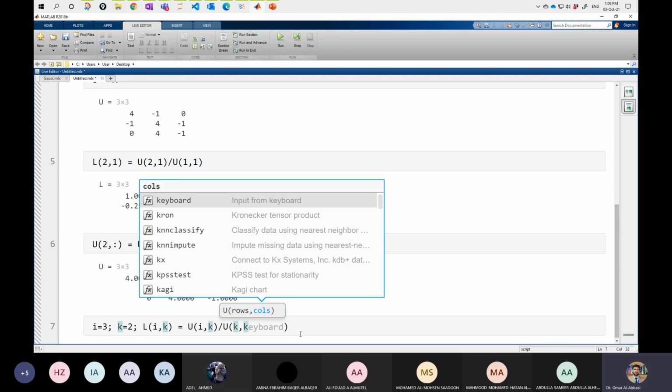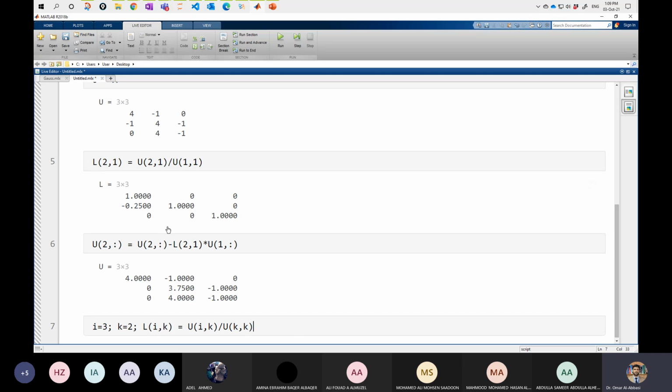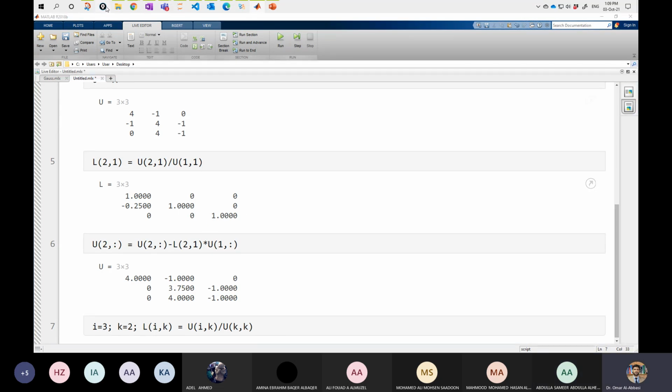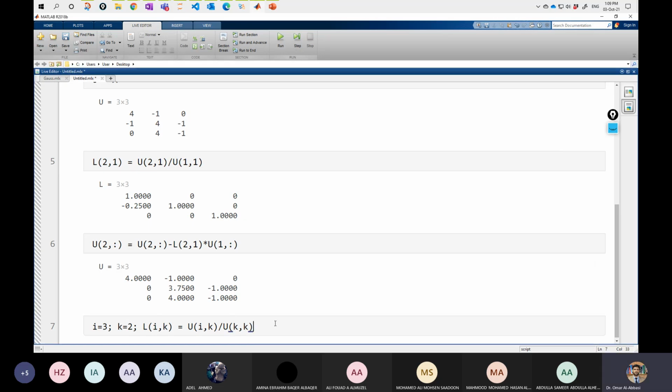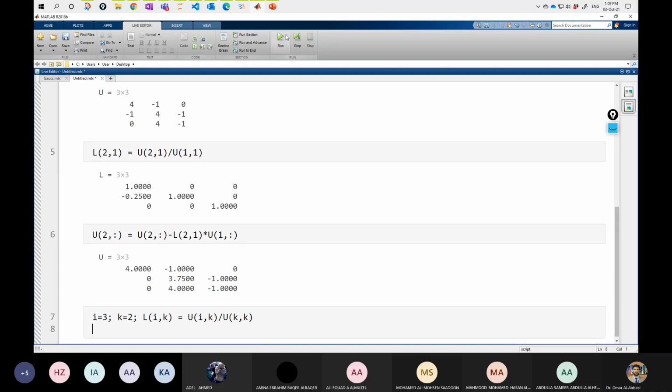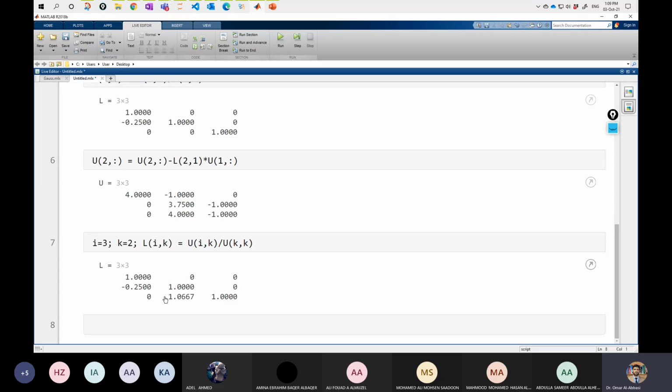So if I execute now this line, what do you think? What will happen in this matrix? Which element is going to change? Will be third row, second column. Okay, so basically that element, right? That element will be updated. Okay, let's do that. Now, yeah, it has been updated.